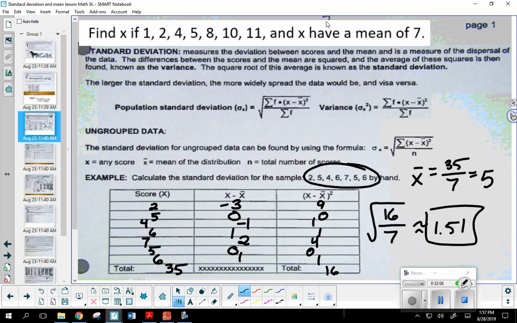I wanted to go ahead and show you this prior to the test tomorrow, just to give you a heads up. It says find X if 1, 2, 4, 5, 8, 10, 11, and X have a mean of 7. See, I already know what the mean is, but I've got to find that missing element. How would I do this?